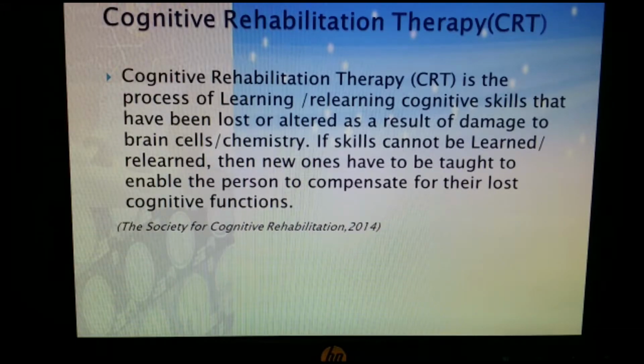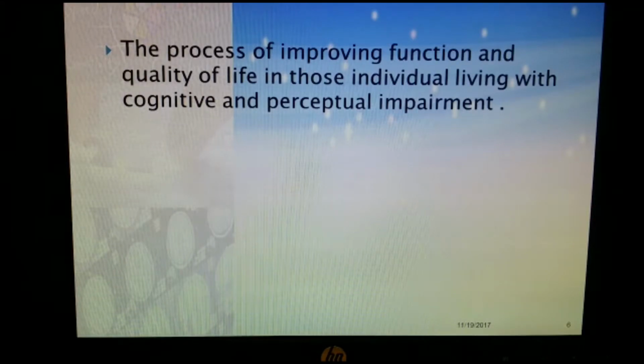Okay, when we talk about cognitive rehabilitation therapy, it can be described as the process of improving functions and the quality of life in individuals living with cognitive and perceptual impairment. So this is basically what we mean by cognitive rehabilitation therapy. I just want you to understand what this term means, which cases it can be used with, and what the two principles are, which we mentioned: remediation and compensation. We're going to talk about it in detail later. Okay, so this is about cognitive rehabilitation therapy.